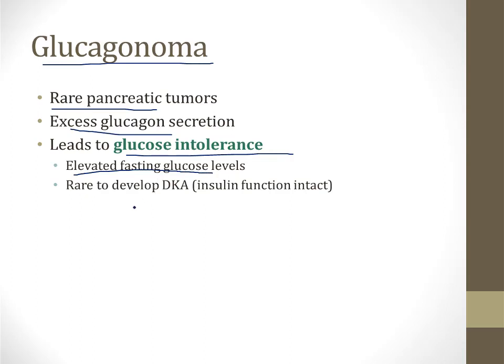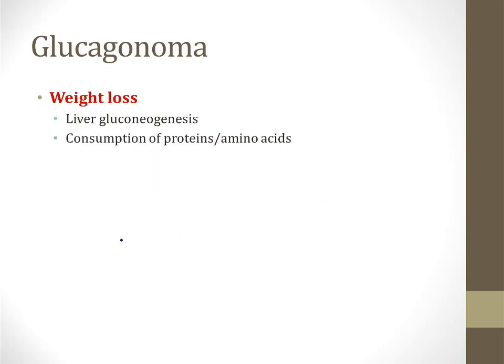One thing to know about this is that it's rare to develop diabetic ketoacidosis, and that's because insulin function is intact in the pancreas. So usually the patients don't get quite as sick as patients with DKA, who are usually type 1 diabetics and have no insulin function remaining in their pancreas. Because of the chronically high glucagon levels, these patients often develop weight loss. The liver is performing gluconeogenesis, which burns calories. This is consuming proteins and amino acids and leading to weight loss.